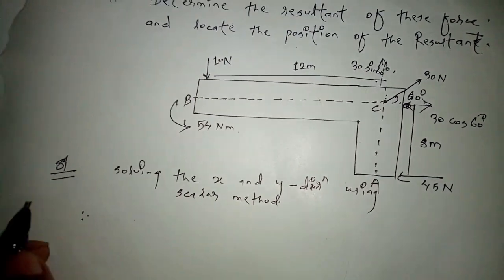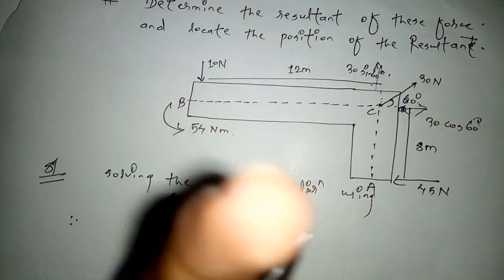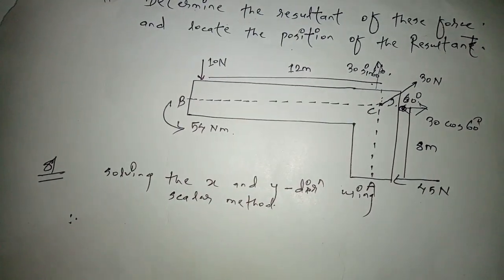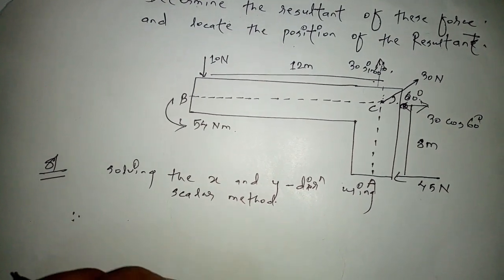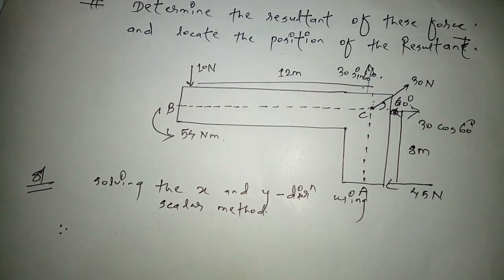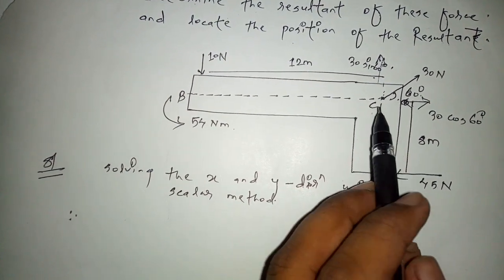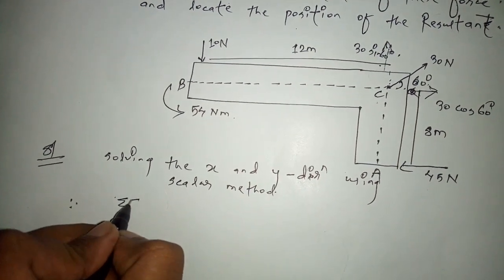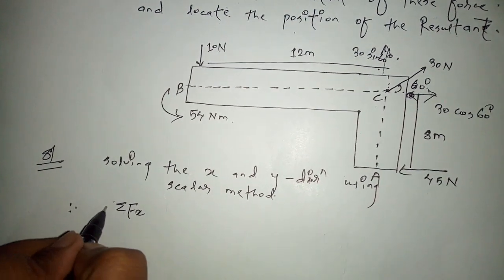Now guys, remember one thing: we have to use three conditions. We have to find the summation of Fx, the summation of Fy, and the summation of moment at any point. I will choose the summation of moment at point C. First of all, I am going to find the summation of force Fx, only the horizontal component force.